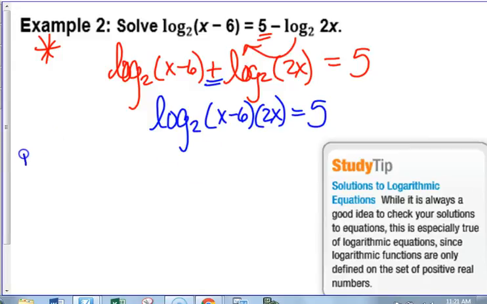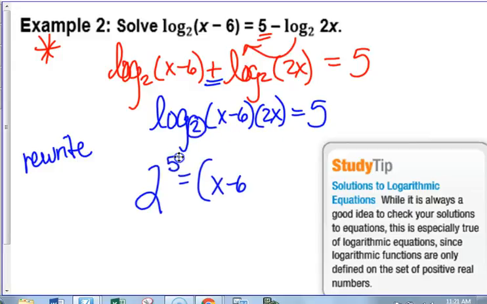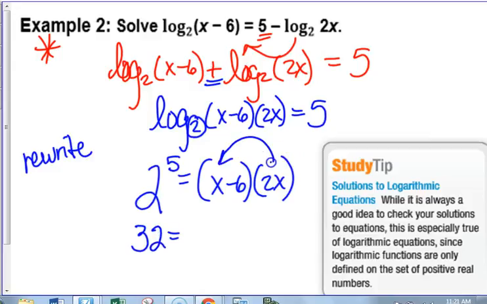Now rewrite, how do we rewrite that? This is the base, yeah, 2 to the 5th equals that, which some of you already are distributing. 2 to the 5th is 32. Whoa, or 33, because my pen doesn't work with my brain, apparently. 2x times x and 2x times negative 6. So we get 2x squared minus 12x.